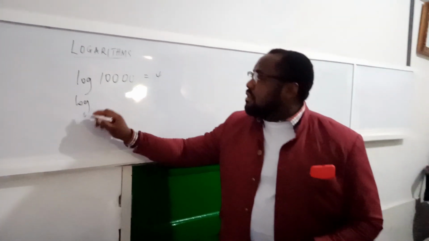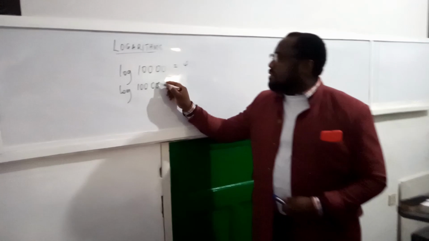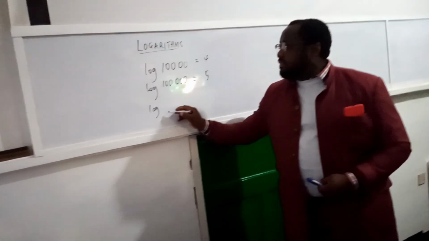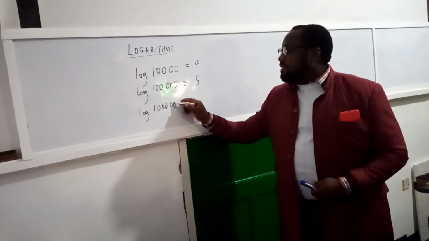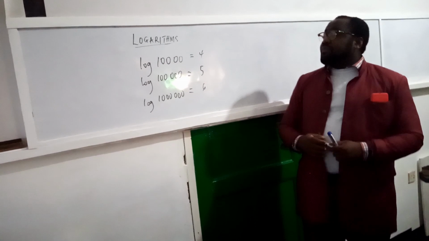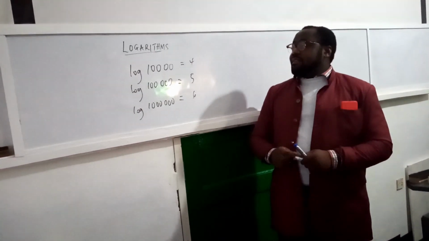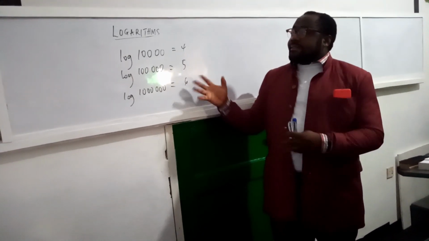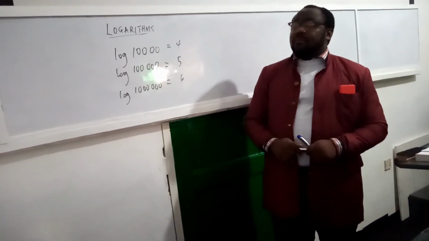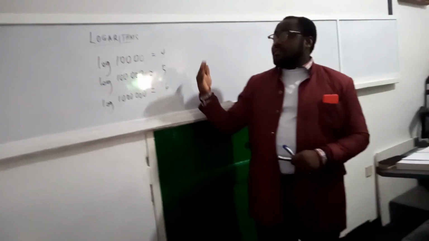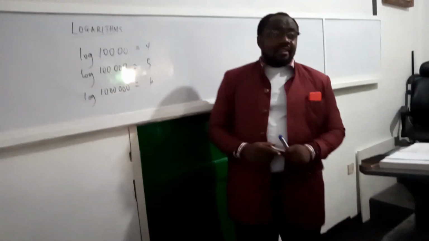If I give you log 100,000, what is the answer? If I give you log 1,000,000, what is the answer? So this is another principle of logarithms. Because when the base is not written, it is 10. Anytime you have a log in tens, the answer will be the number of zeros you have. Log 10 is 1, log 100 is 2, log 1,000 is 3, log 10,000 is 4, log 100,000 is 5, log 1,000,000 is 6.